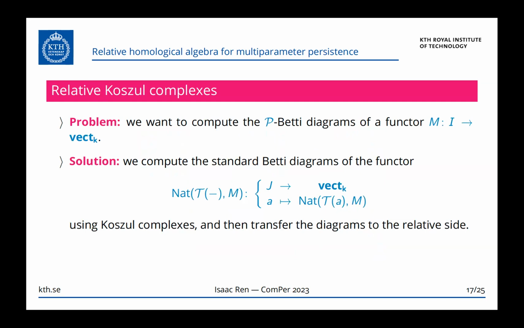Okay, so I've introduced these relative Betti diagrams for these relative projective resolutions. And I said before that you can compute standard Betti diagrams. So now we want to compute the relative Betti diagrams. To do this, we will convert our functor M into a functor indexed by J. So like this. For every element A of J, we associate the vector space of natural transformations from TA to M. And then the transition maps are naturally induced.